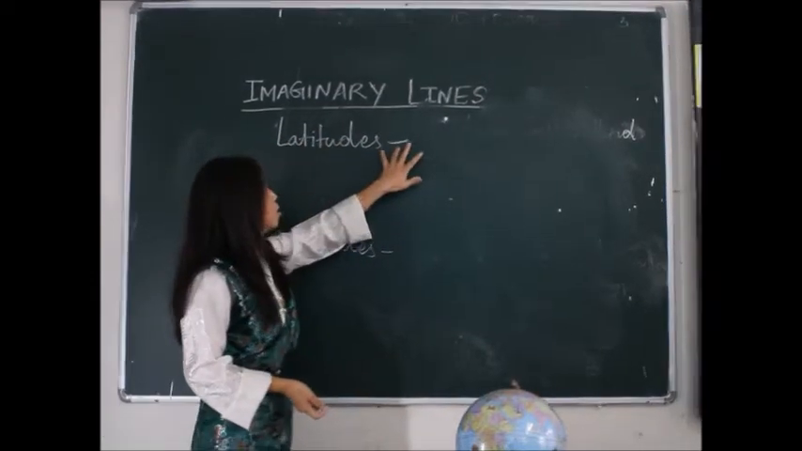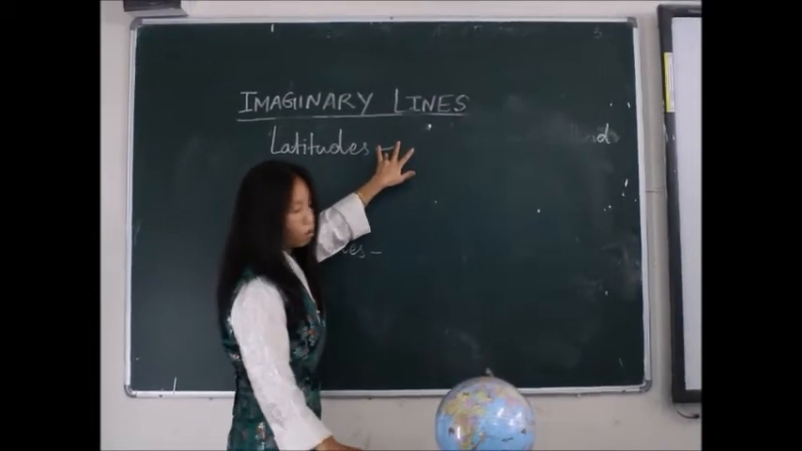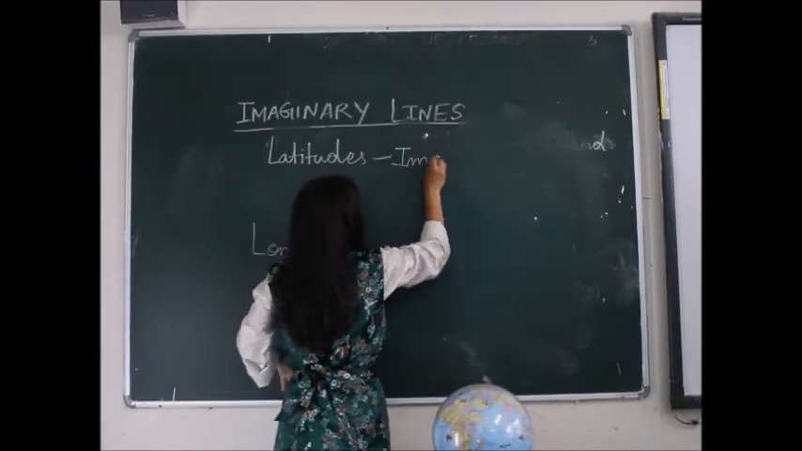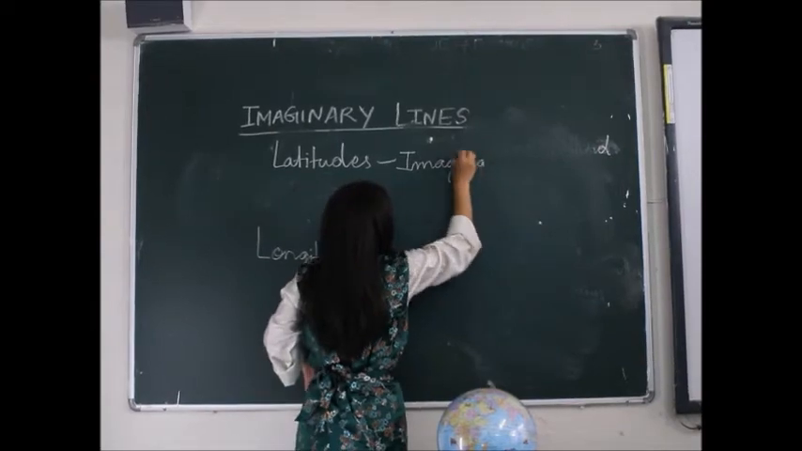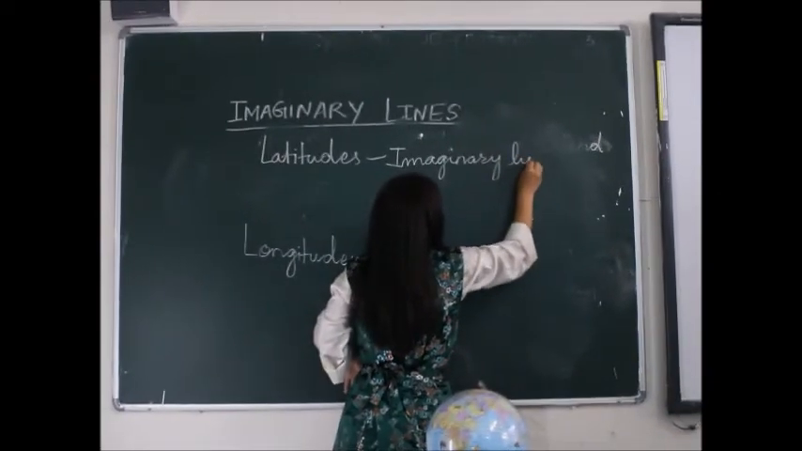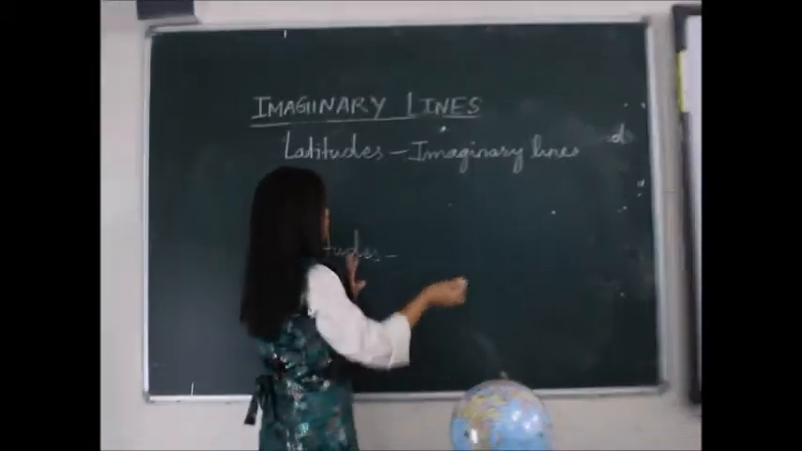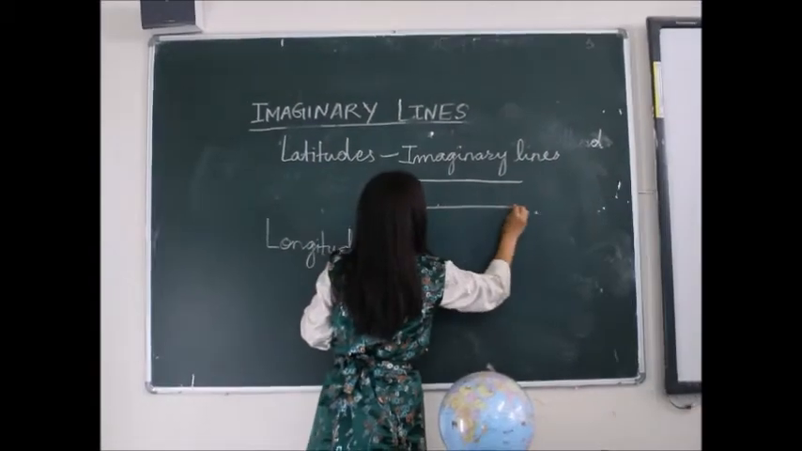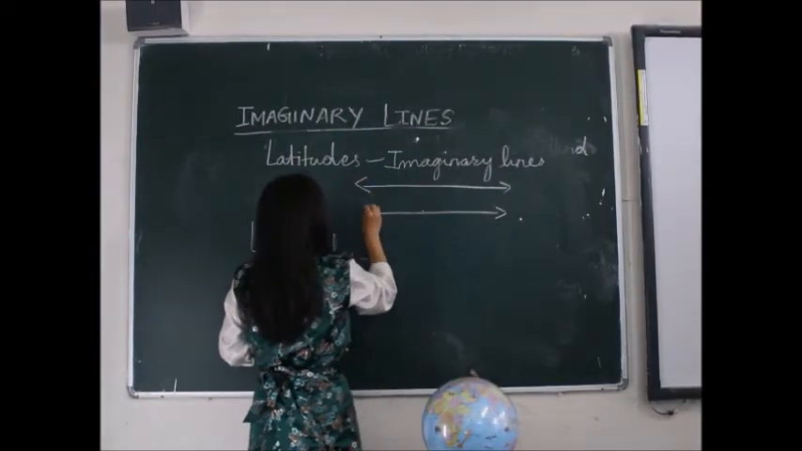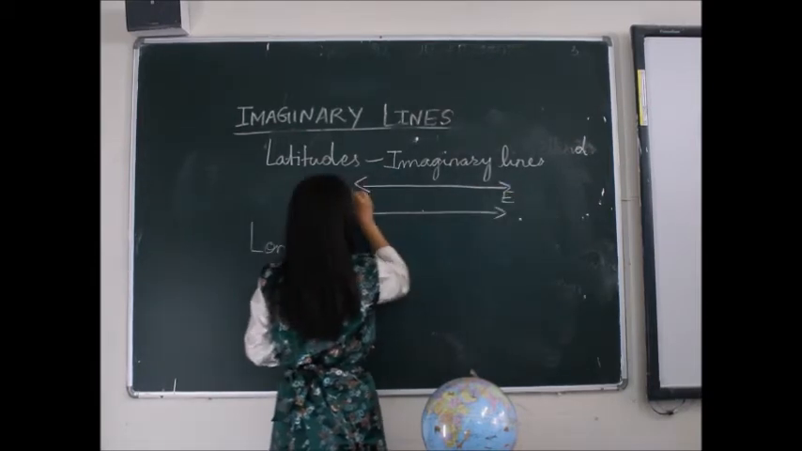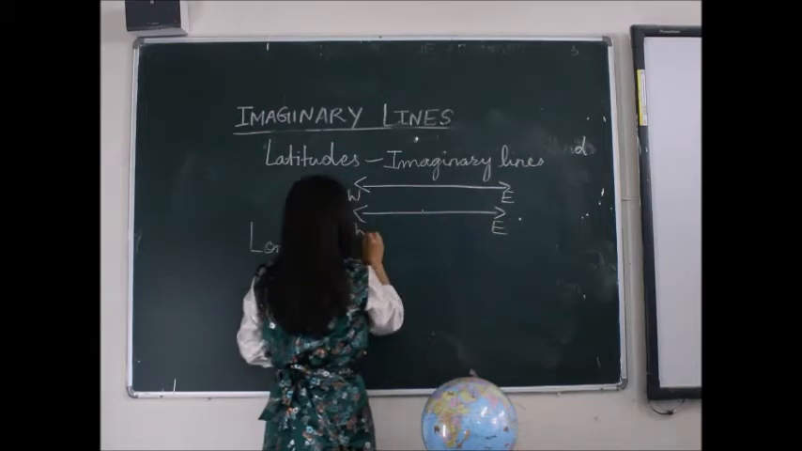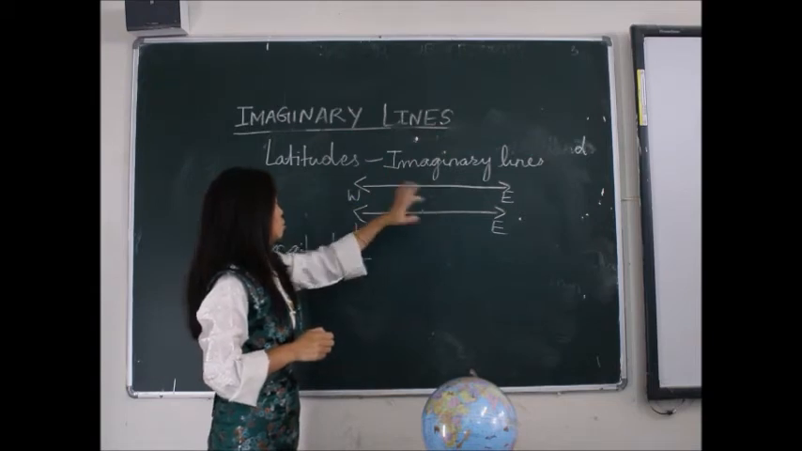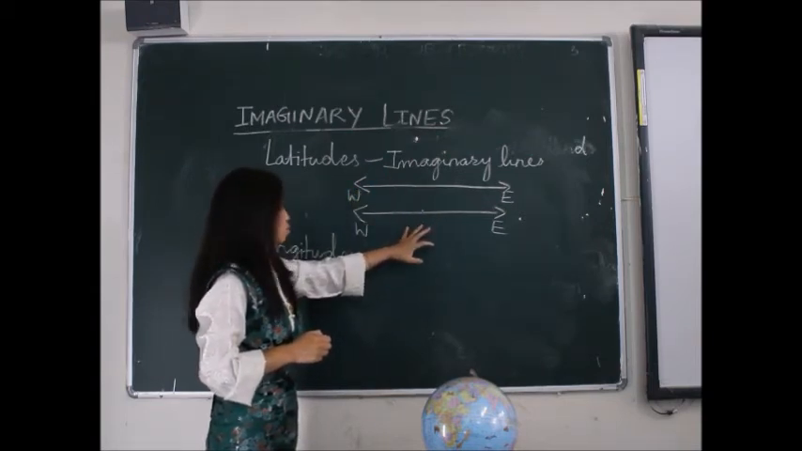So let us take the example of latitudes. What are latitudes? Latitudes are imaginary lines that run parallel to each other from east to west direction. East to west. These latitudes are imaginary lines, they run from east to west on the globe, on the earth.